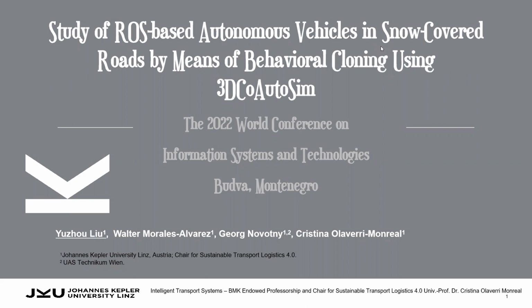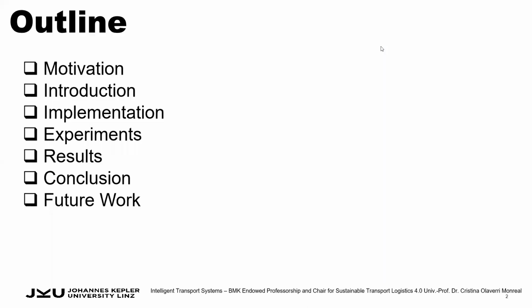First of all, here is the outline of the presentation. It includes the motivation and then the introduction, in which I will introduce some background and structure of our work. Next is the implementation. In this part, I will roughly explain how we implement the simulation environment. After that, I will explain the experiments that we performed. Then I will demonstrate the results along with some explanation of them. The last part is the conclusion and future work.